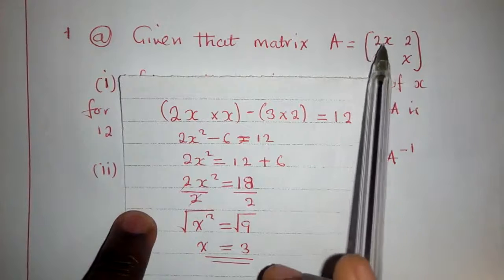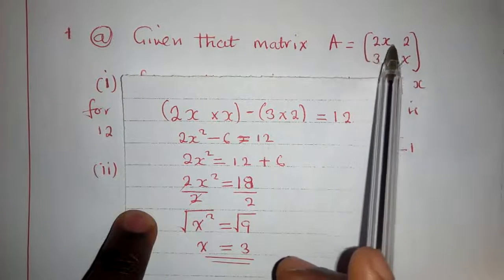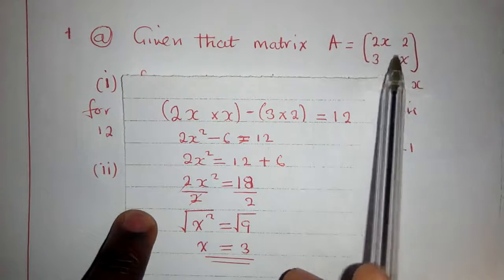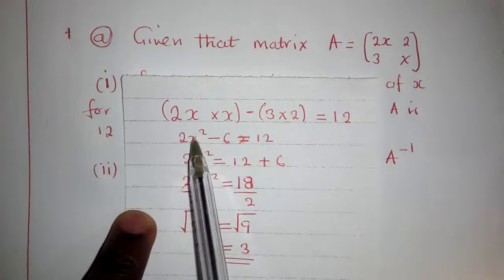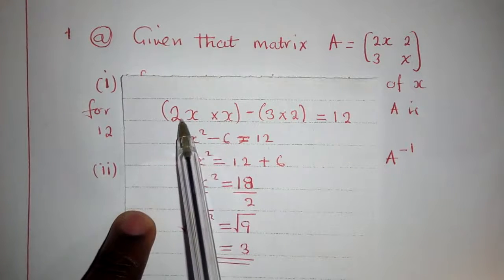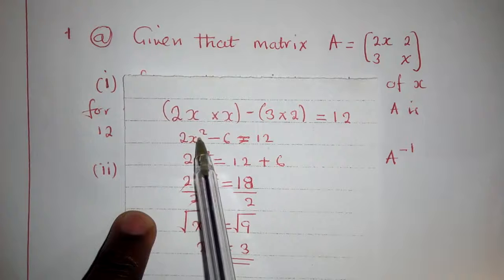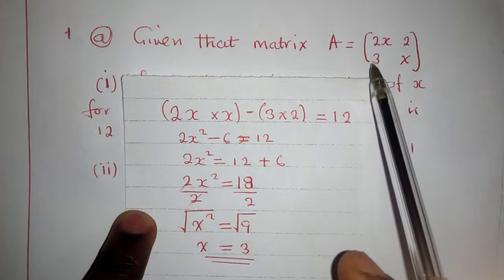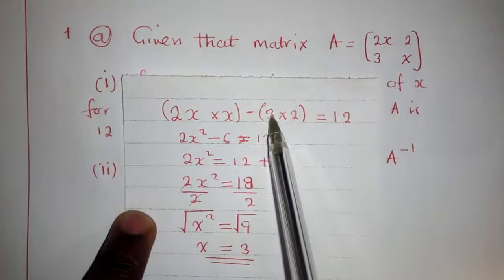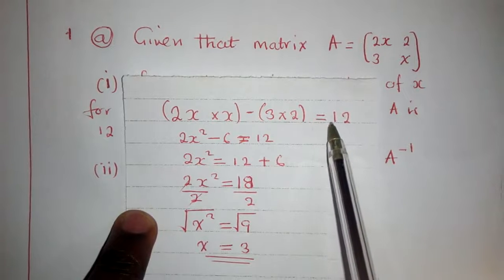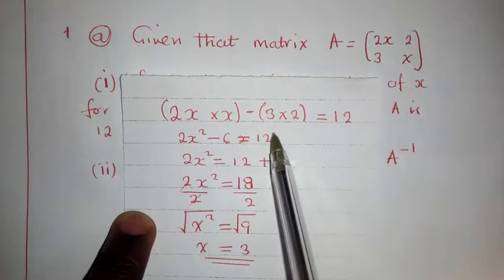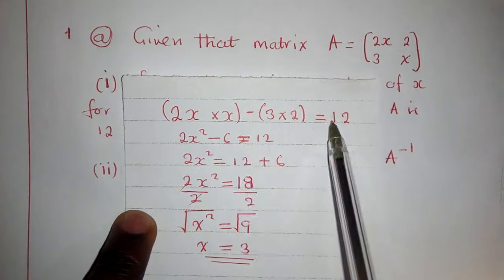So you get this major diagonal, you multiply this by this, it will give you 2x. So this is what we've done here. 2x multiplied by x, we're getting 2x squared. And then minus 3 multiplied by 2 over here, 3 multiplied by 2, we're getting 6 over here, which is equal to 12.